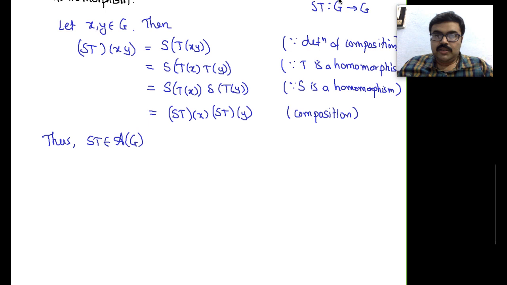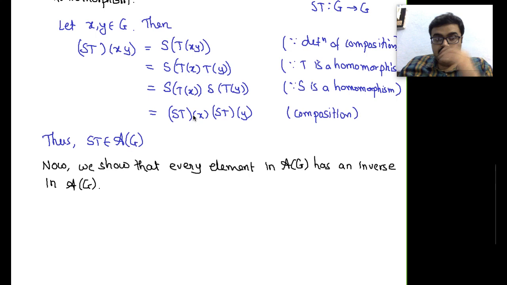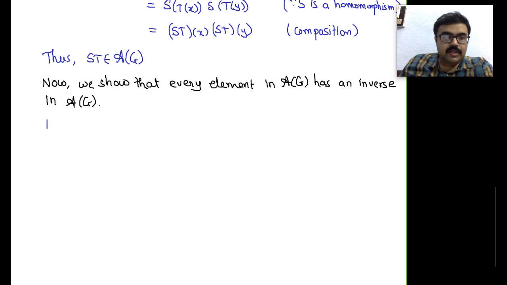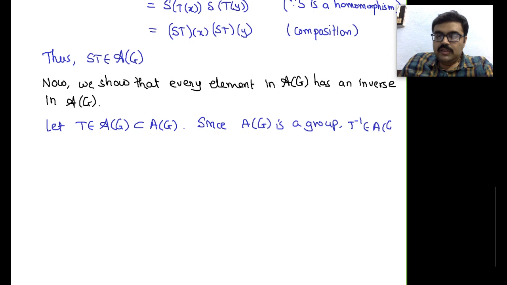So now we show that every element in Aut G has an inverse in Aut G. When we want to show that every element has something, we start with an arbitrary element. So let T belong to Aut G. But this is a subset of AG, and AG is a group. So T is in AG, and since AG is a group, T inverse is in AG. So T inverse is already one-one and onto. So it remains to show that T inverse is a homomorphism.